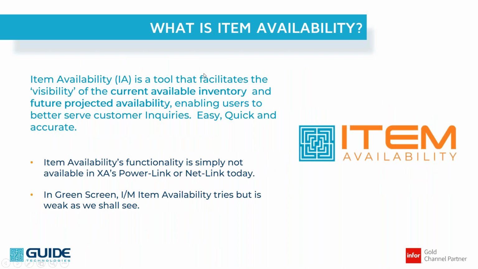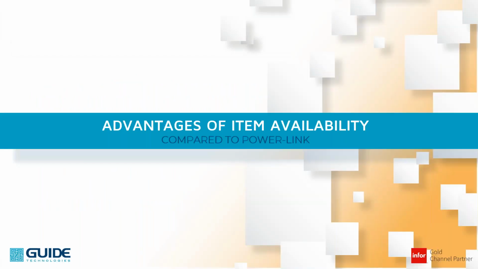Okay, so again, we're showing the current available inventory and future projected available. The point being, it's easy, quick, and accurate. No head math. Simply put, it's not available in green screen. Some of you may have enough background in XA or Mapex, as it used to be called, to have some exposure to green screen. There was a menu option called item availability, right? And it tries, but it's pretty weak. We'll show you that.